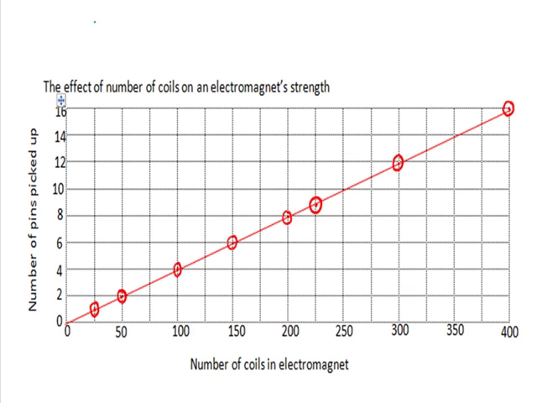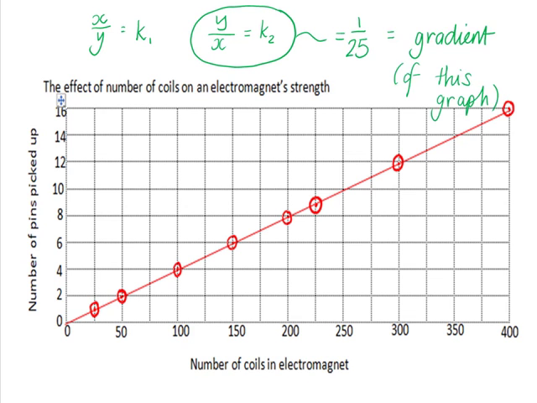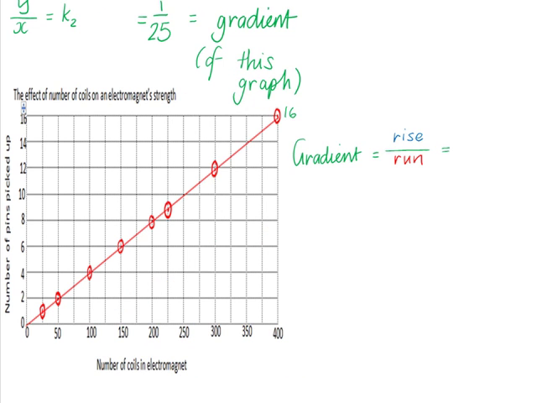Now remember that we found that the ratio between x and y is constant. X is always 25 times greater than y. Put another way, y is always 1/25 of x. And that ratio corresponds to the gradient of this graph. Gradient means rise over run, change in y over change in x. Gradient means the steepness of the slope. Y over x in this particular data we have is 1 over 25, and we can see that that is indeed the gradient of this graph.